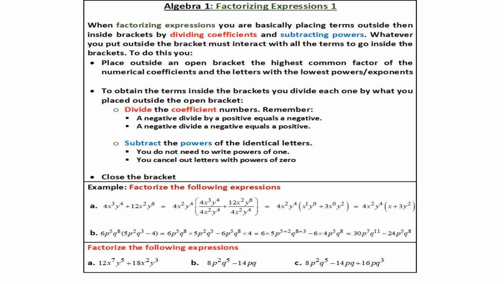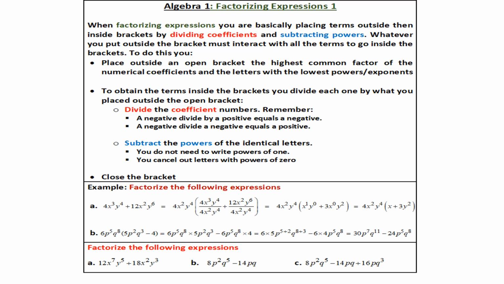So the exercise now for this example is to start with 30p to the 7 q to the 11 minus 24p to the 5 q to the 8 and see if you get back 6p to the 5 q to the 8 open bracket 5p squared q cubed minus 4 close bracket, because that is a factorized term already. So the opposite of factorization is expansion. The opposite of expansion is factorization.